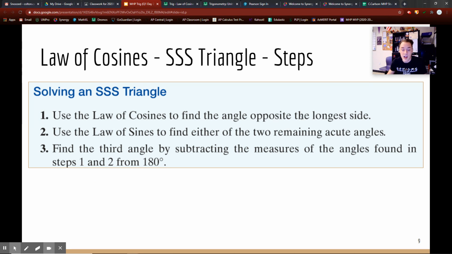Use the law of sines to find either of the two remaining acute angles, and then find the third angle by subtracting the measures found from steps 1 and 2 from 180. Now, this is probably the hard way. I really don't solve it this way at all, because I give you a formula that tells you what each side length is and how to find it, instead of using your normal law of sines, or law of cosines, and then law of sines. That's kind of weird.